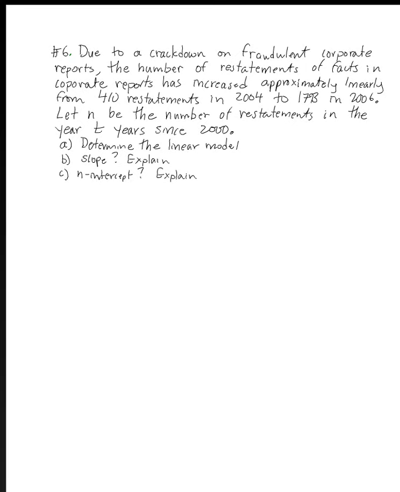Okay, once again, what we need to recognize is that we have two data points. The first is here in 2004, 410 restatements. Now be careful, t again is years since 2000. So my data points are going to look like t comma n. The first one is 2004. No, see, that's a mistake. It should just be 4 comma 410, because t is the number of years since 2000.